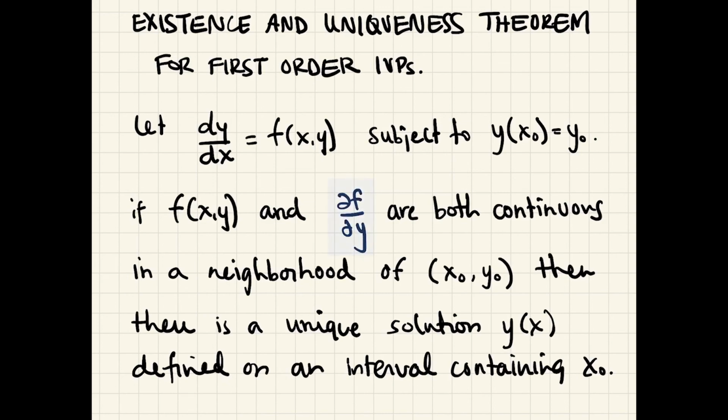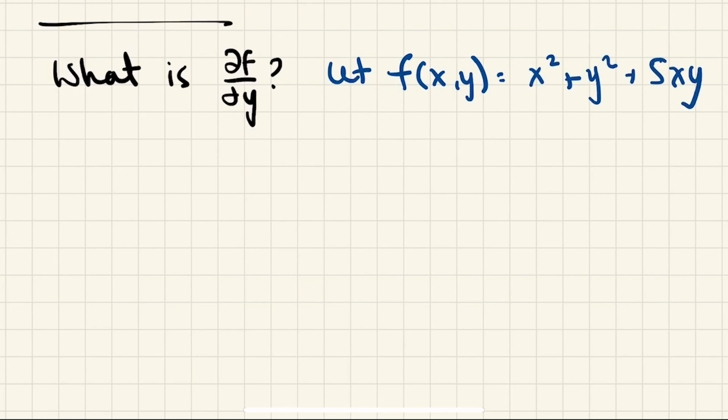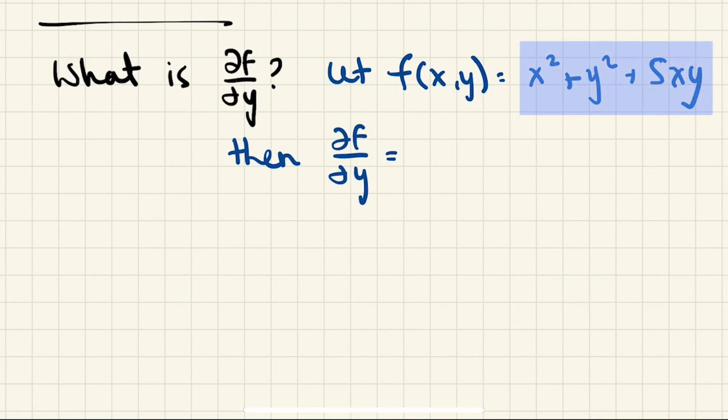Now, how do we take that partial derivative? What does that really mean? So I'm going to take a quick detour and teach you really fast what that partial derivative means. Suppose we have the multivariable function f of x, y is equal to, say, x squared plus y squared plus 5xy. Then the partial derivative of that function with respect to any of the variables, but here we only care about the partial with respect to y, is just the derivative of that function with respect to y.